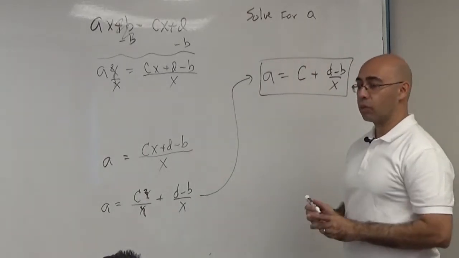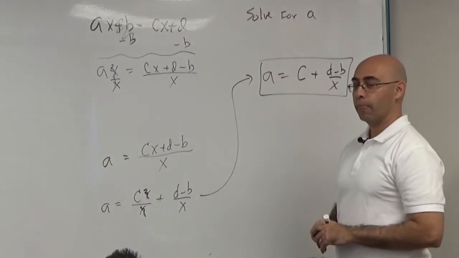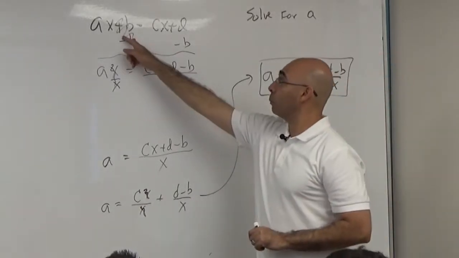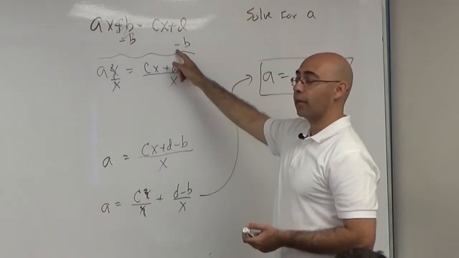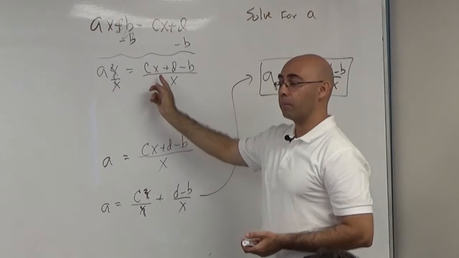So here I'm doing the same thing. I'm just getting rid of everything else that's not an a. Back here, you're adding b to that a, so you do the opposite, which is take away b. Here, you're multiplying a by x, so you divide by x.